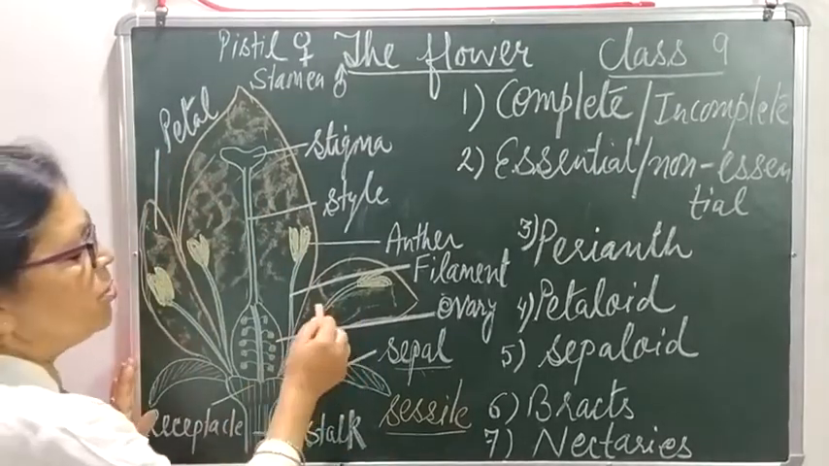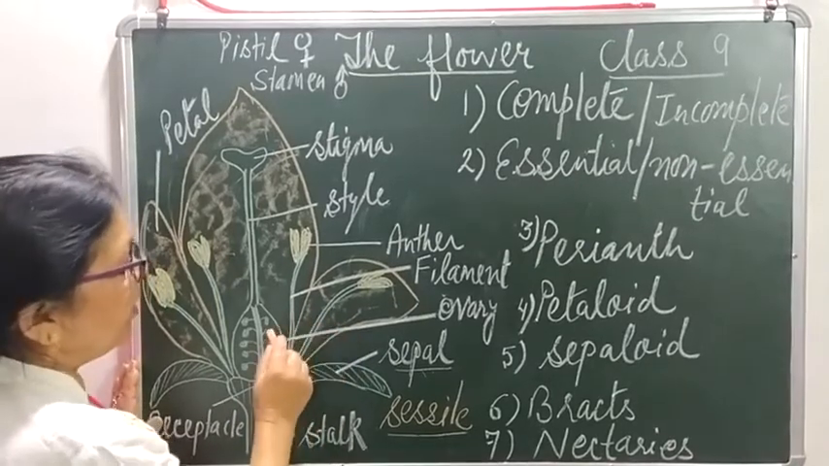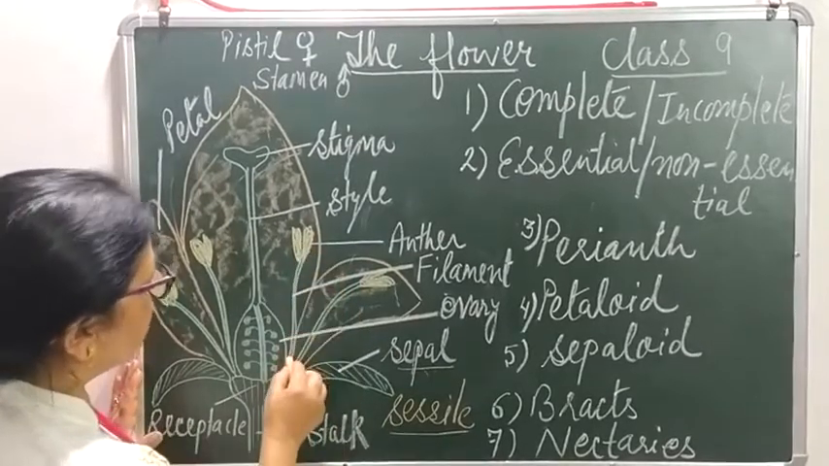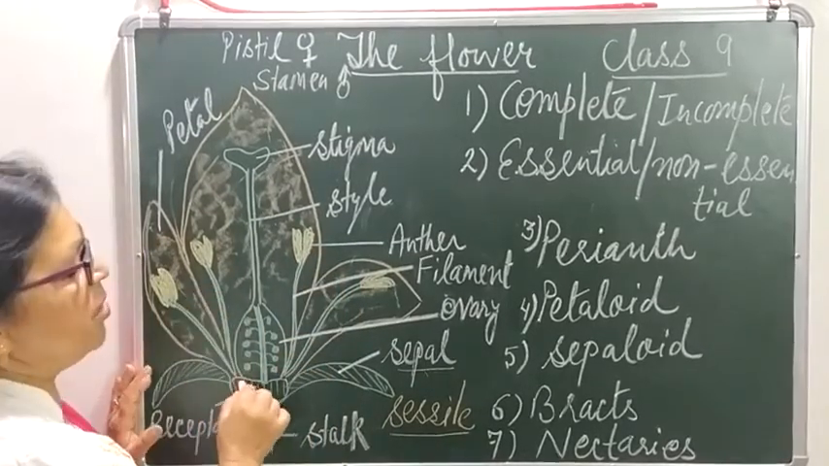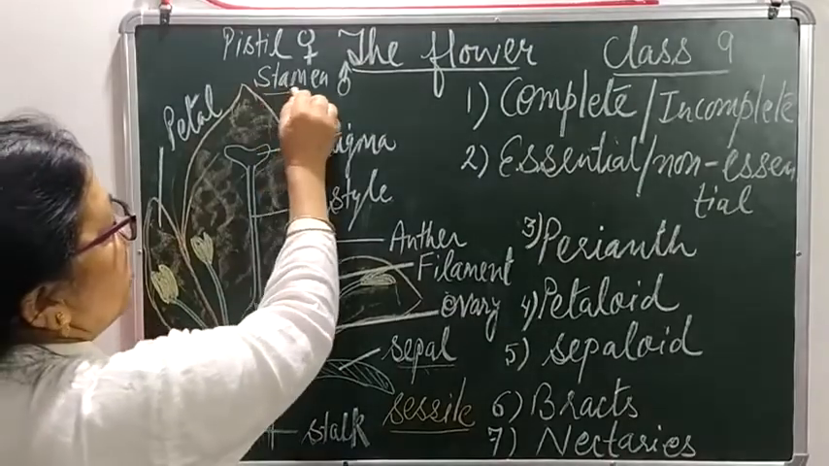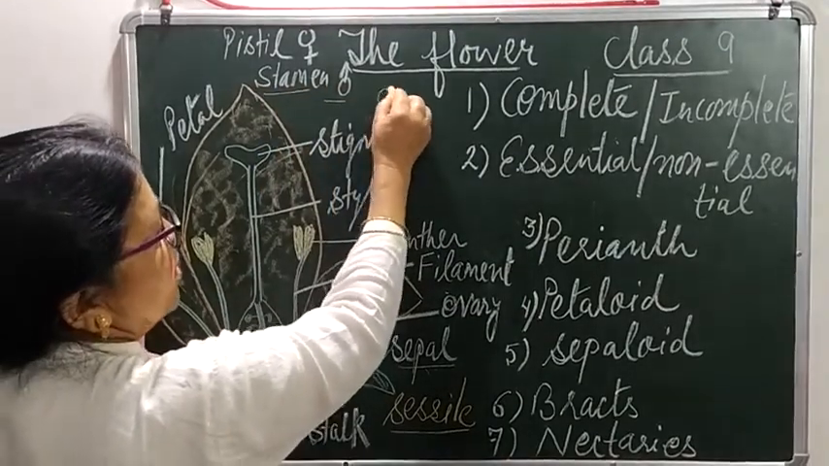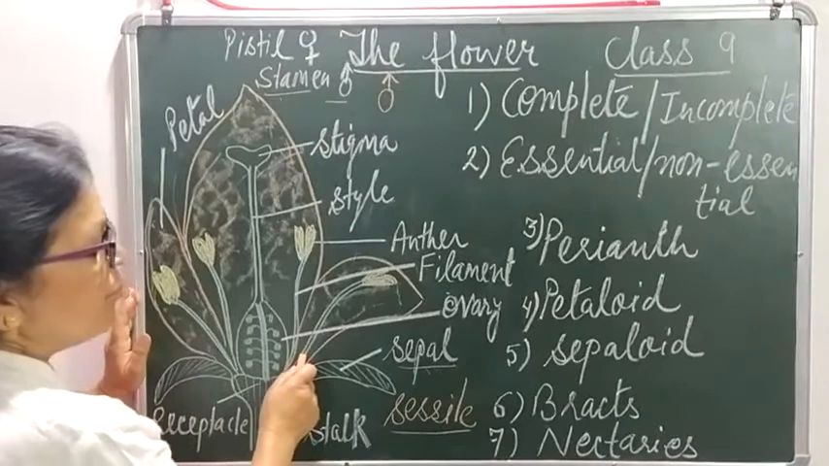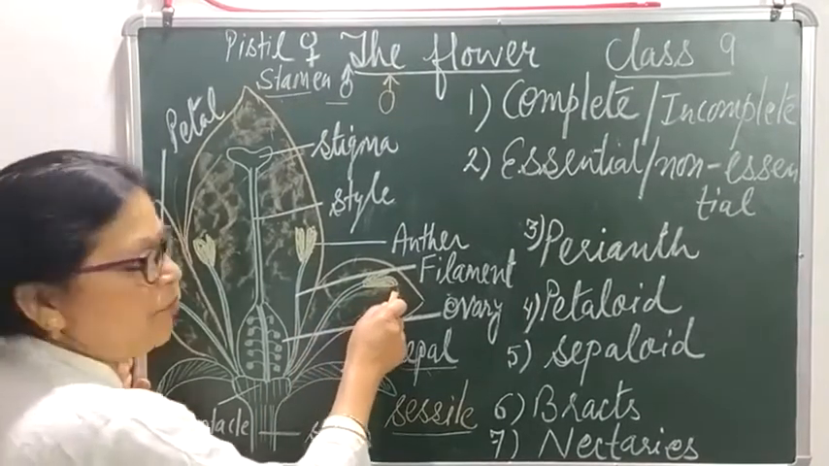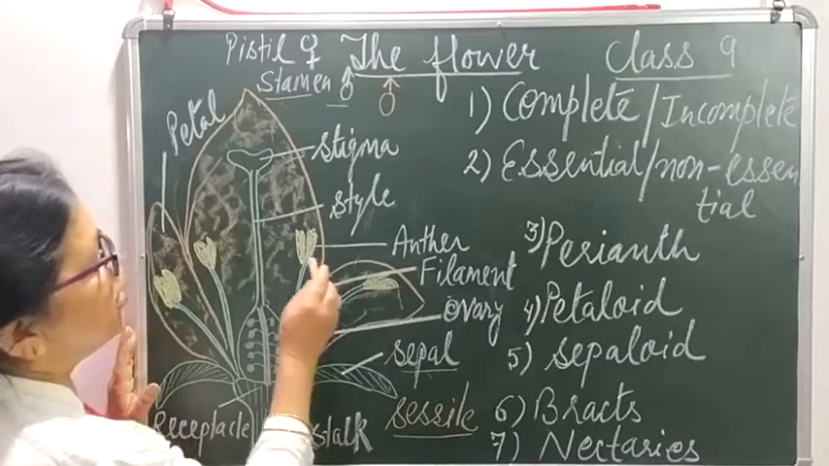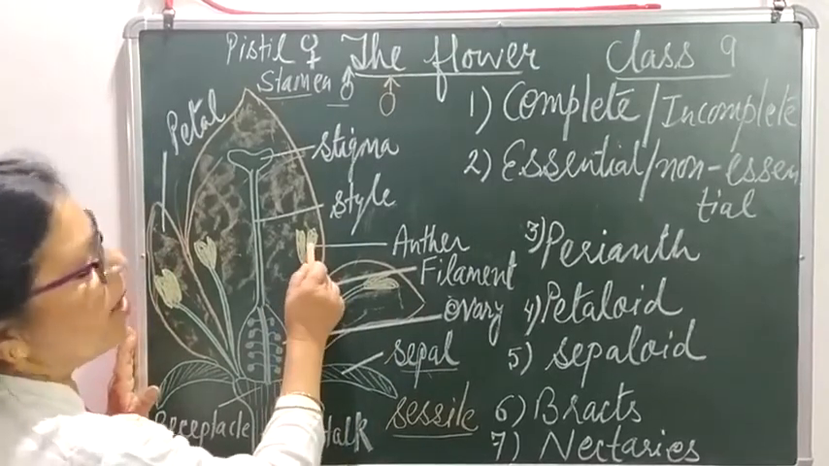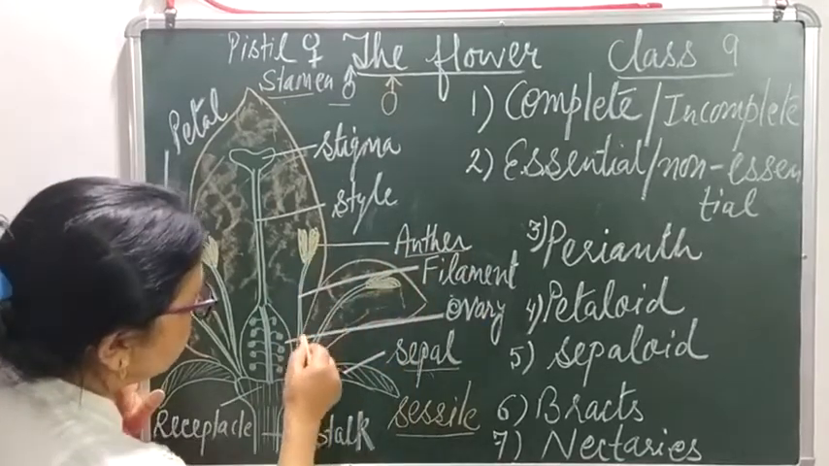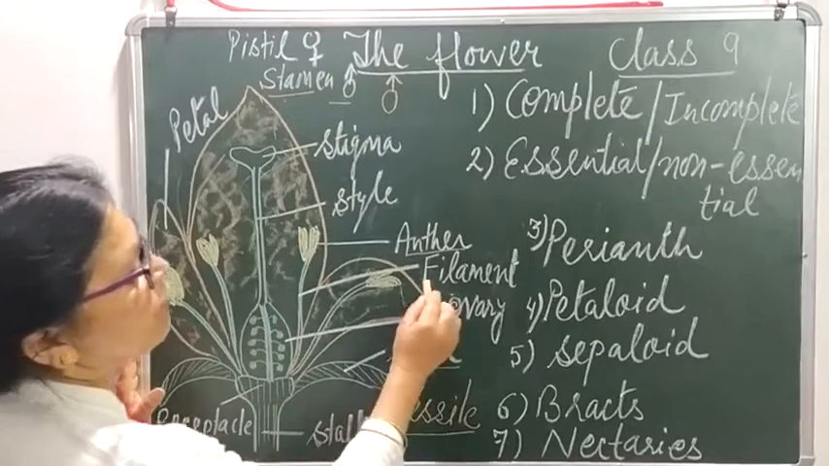Now coming to the third whorl, the third part is the stamen. Now you can see this stamen, one more stamen is here, this is the third stamen, the fourth stamen. The stamen is the male part of the flower, and this is the symbol of male. So the stamen is the third whorl, that is the male part of the flower, and each stamen has 2 parts. This upper bilobed part is called the anther, and the stalk of this anther is called the filament.